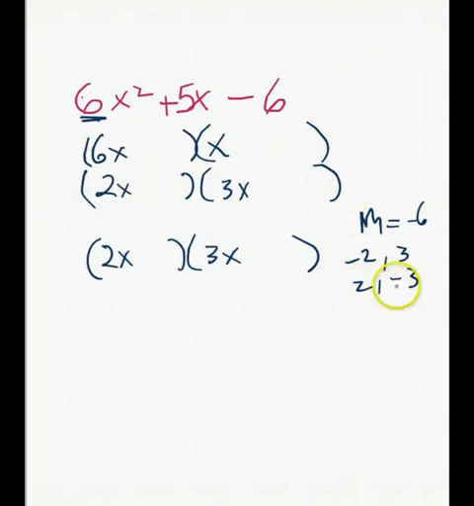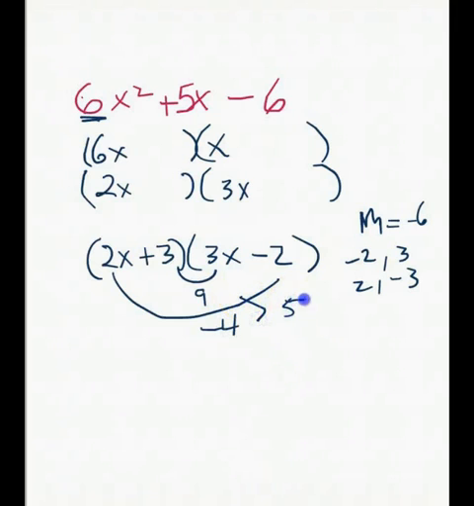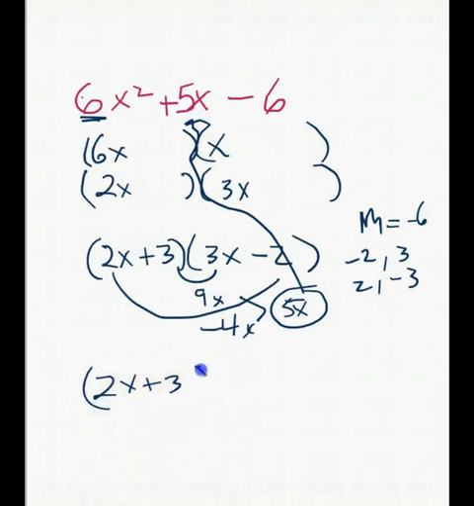All right, so let's put the 3 over here and then negative 2 over there. So let's see, this gives me 9, and this gives me negative 4, and sure enough, that gives me 5. And again, these have x's on them, but I'm really worried about the number more than anything else. And that 5 matches the one that's up here. Okay, so those are my answers. So 2x plus 3 and 3x minus 2.